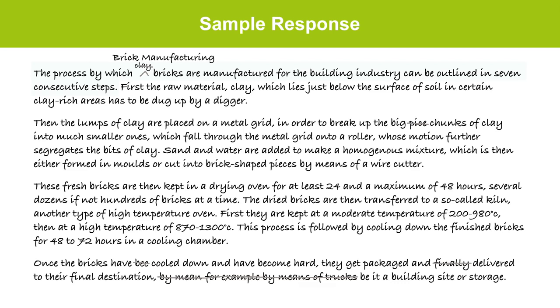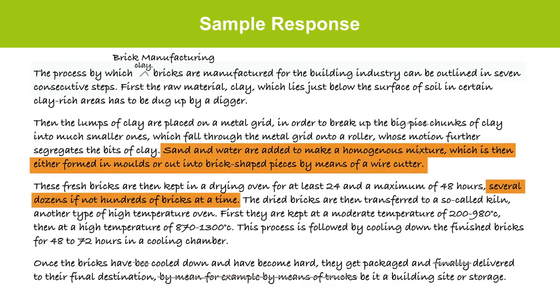Moving on, the answer uses a wide range of vocabulary and grammatical structures flexibly and correctly. This means it's given a Band 9 for both lexical resource and grammatical range and accuracy. Here are just a few examples. Sand and water are added to make a homogeneous mixture, which is then either formed in molds or cut into brick-shaped pieces by means of a wire cutter. Several dozens, if not hundreds of bricks at a time. There are a few small mistakes, but they are so minor that a Band 9 was still given.